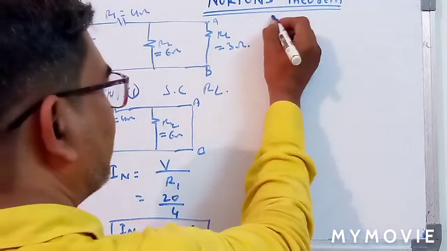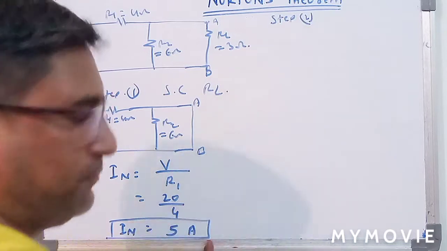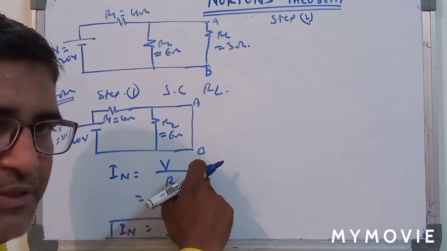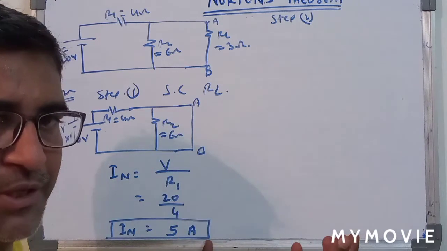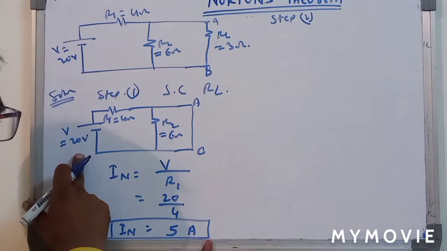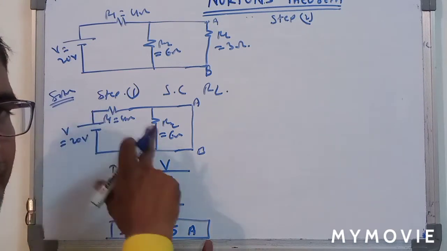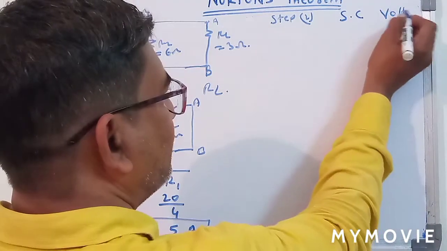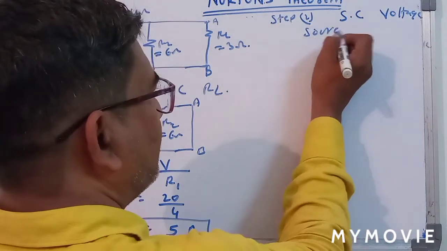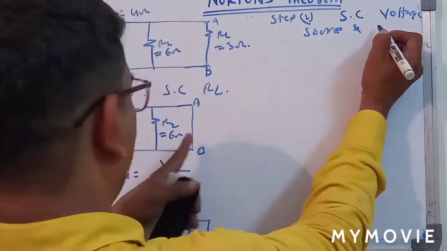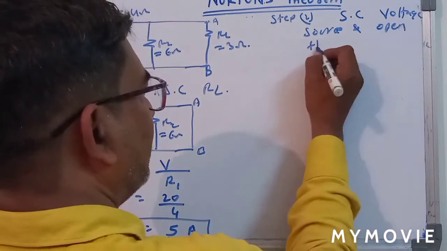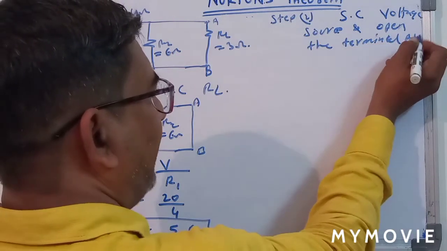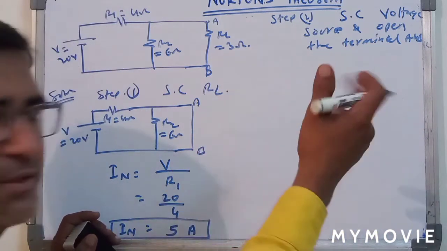Now step number two. What is step number two? Previously we have short circuited the load resistance. Now we have to open the load resistance, and the voltage source is present here. This voltage source we have to short circuit. So students, short circuit the voltage source and open the terminals A and B and redraw the circuit.